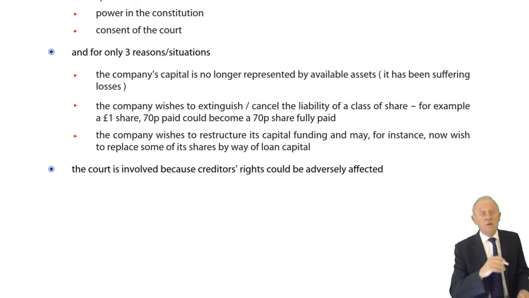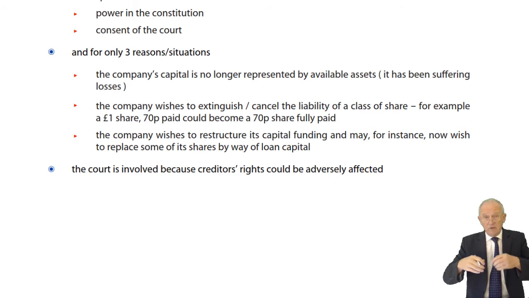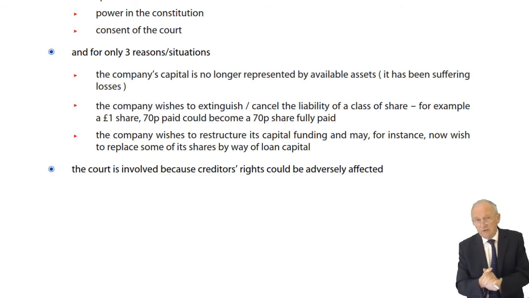The first: the company's capital is no longer represented by available assets. So our assets have been run down. We're now facing a situation where assets are lower than capital. So we need to reduce that capital in order to try and get it back into line, which is a difficult and strange concept. But that's the way we can just write off that capital, and the poor shareholders will therefore suffer. Where available assets are no longer represented by the company's capital, it's been suffering losses.